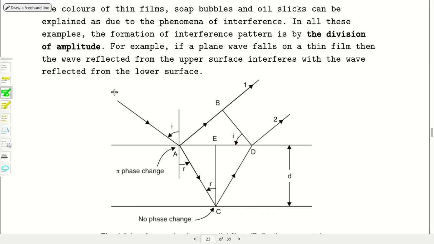The source is here. The same source produces 2 lights, 1 and 2. One light is just the reflection from the top surface, and the second light comes from the reflection from the bottom surface. So due to the reflection at this point A, there should be an extra phase change of pi in the reflected light relative to the incident light, because of the Stokes theorem we have just discussed.